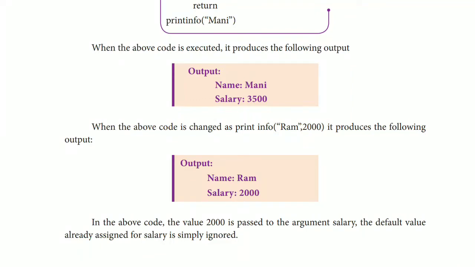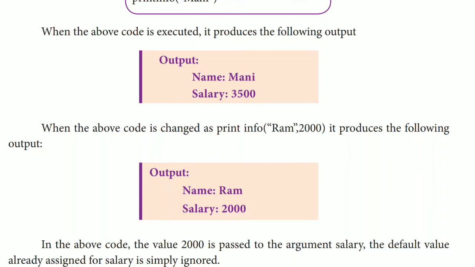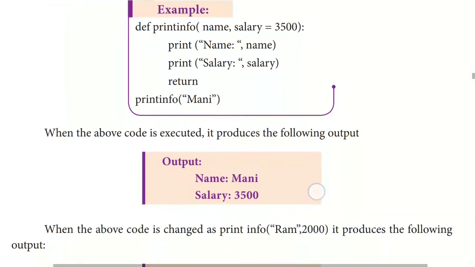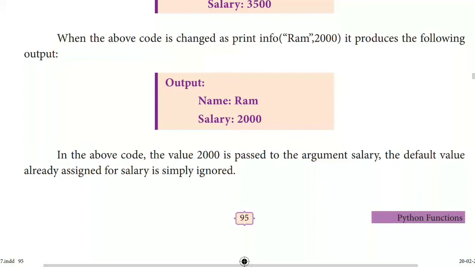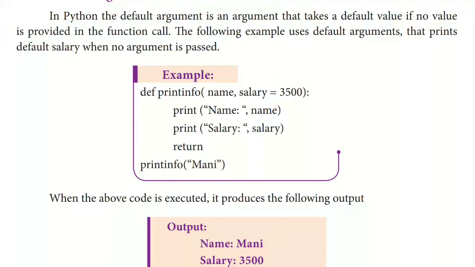So you can see that in the above example, when you use print info with Ram and 2000, it will change the default value 3,500 into 2000, and you will get the above output: Ram, salary is equal to 2000. Okay, so if you provide the value, then it will take the value. If you don't provide the value, then it will take the default value, which is given at the time of creation of the function.